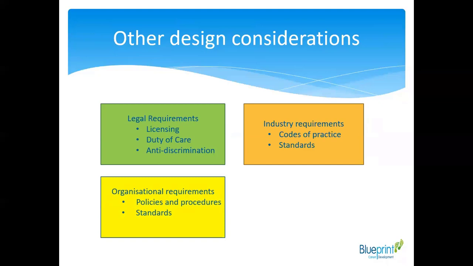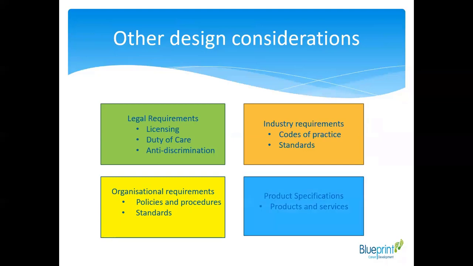Organisational requirements would include things like policies and procedures and also standards. Standards could be things like customer service standards in retail or hospitality. And lastly, we have the product specifications. So products and services. Trainers should have an in-depth and current knowledge of any products and services that they're going to be training in to make sure that the student receives the correct level of training.